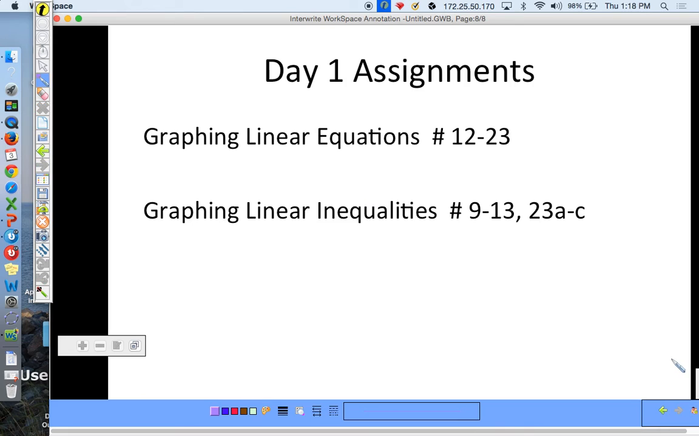So your assignment is right here, and there should be a piece of graph paper right behind it that you can graph with.